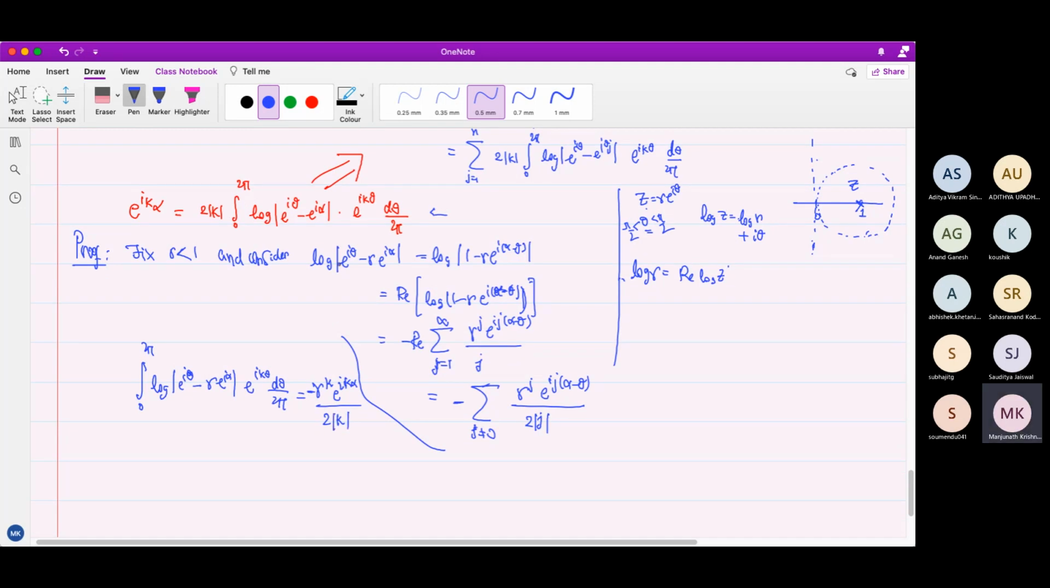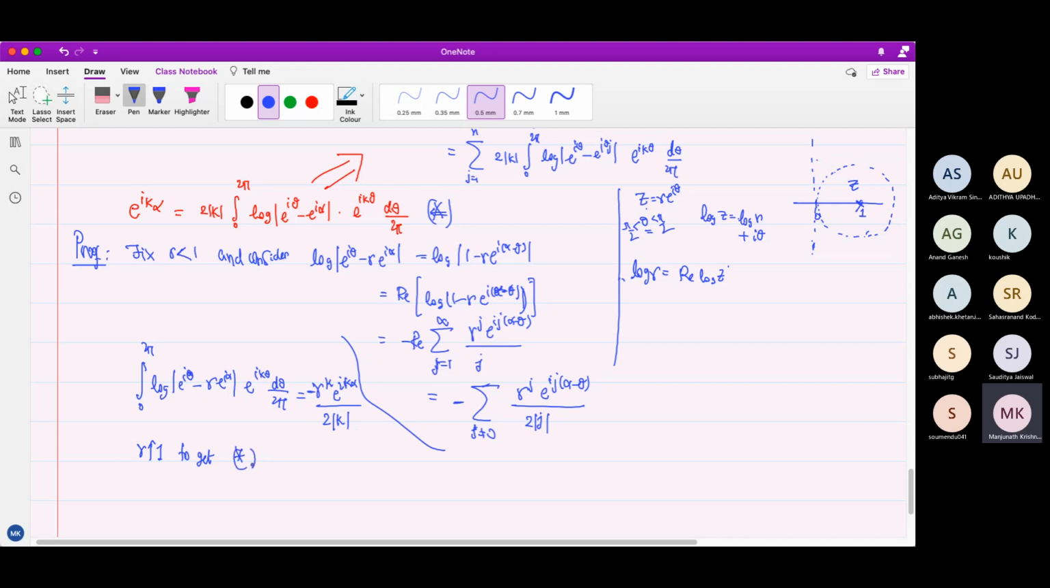You understand how I got from here to here, right? So you just integrate this against e to the i k theta. The only thing that survives is the j equal to k term, because that e to the minus i j theta has to be integrated against e to the i k theta. This is the Fourier expansion of this function as a function of theta. So you just get the kth term here, r to the k e to the i k alpha over 2 mod k. And therefore, now let r go to 1 to get this thing.